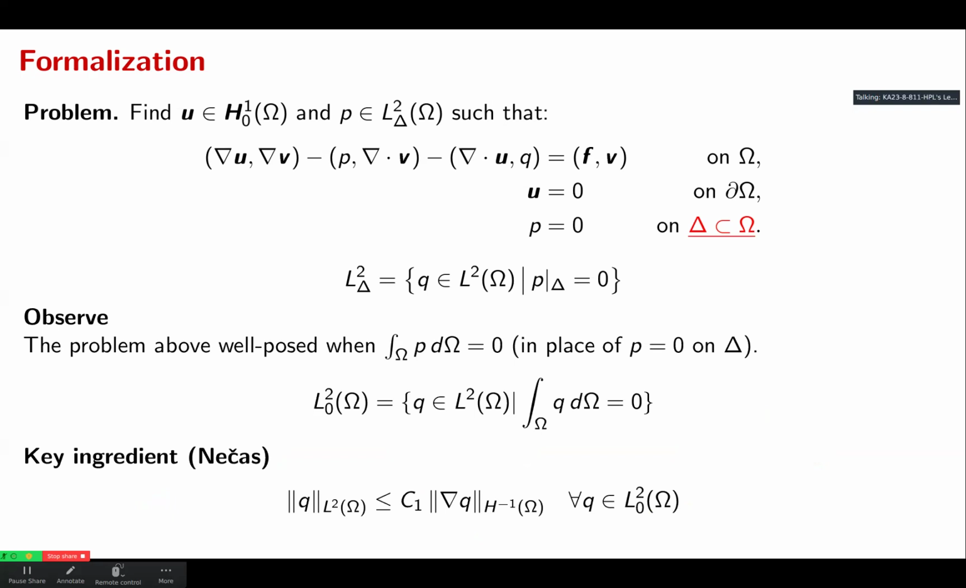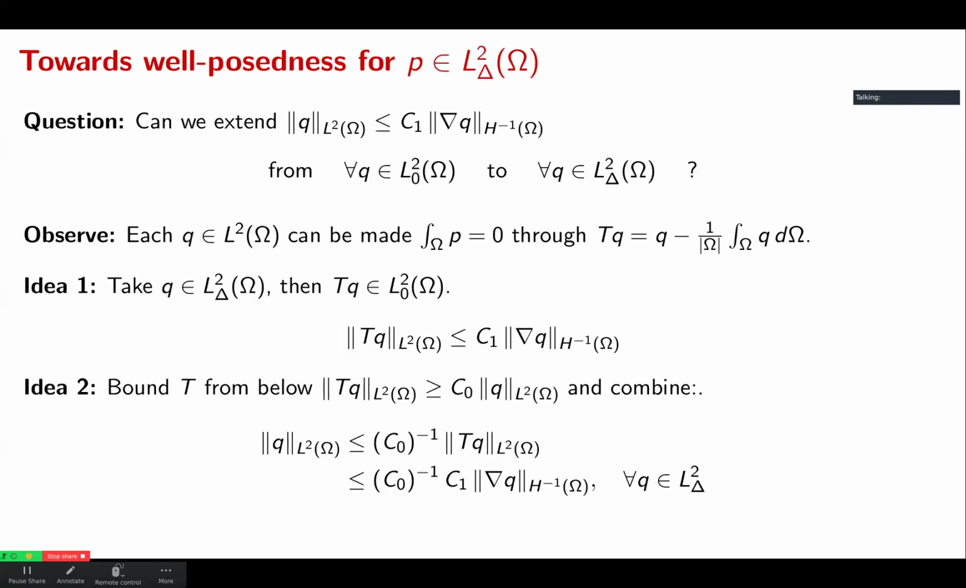Okay, what we build our analysis on is the following observation. So this problem is actually well posed if you don't impose this, but you impose that the integral of pressure is equal to zero over the whole domain. So for that, you define this space. And the key ingredient when you show the well-posedness of the problem with pressure living here is the Nečas inequality. It's like a Poincaré inequality, but for L2 functions. So you have the gradient of Q measured in the H^-1 norm over here. And what we work on is an extension to that. So we use that, but extend it from L^2_0 to L^2_delta, where our pressure lives.